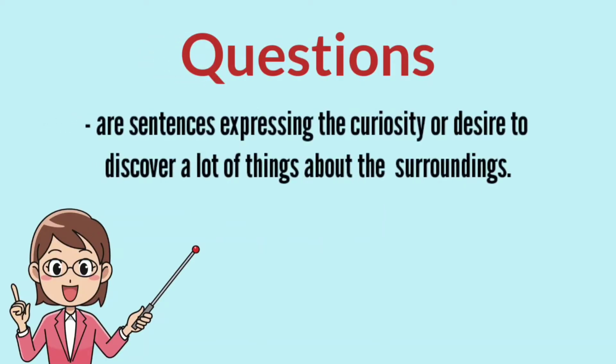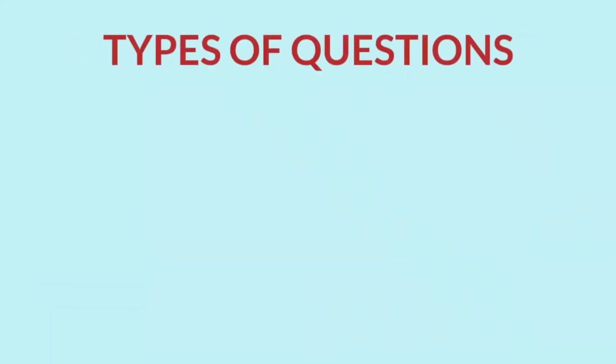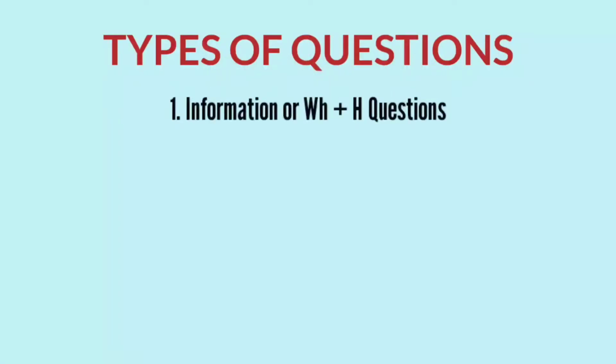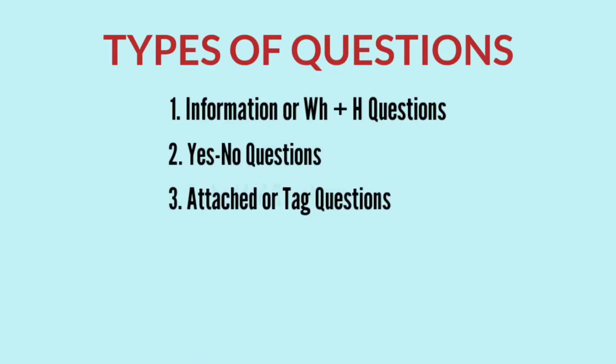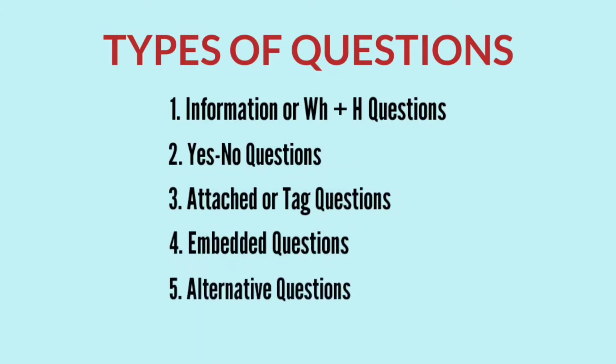Questions are sentences expressing the curiosity or desire to discover a lot of things about the surroundings. There are 5 types of questions, namely, information or WH+H questions, yes-no questions, attached or tag questions, embedded questions and alternative questions.